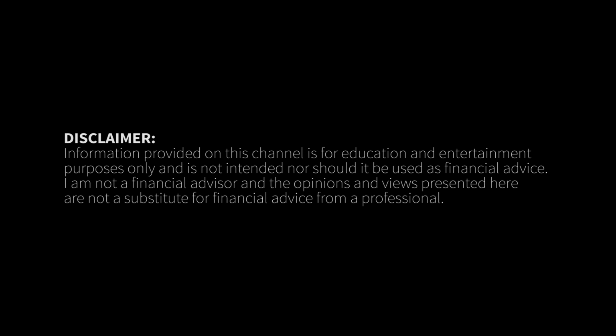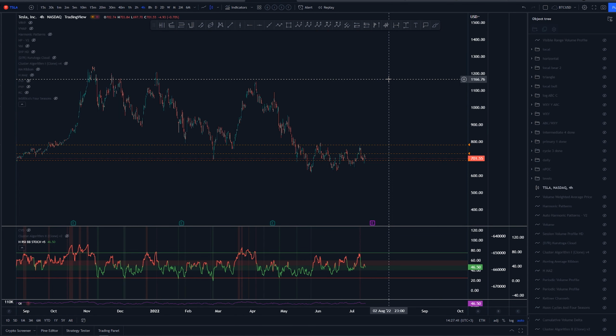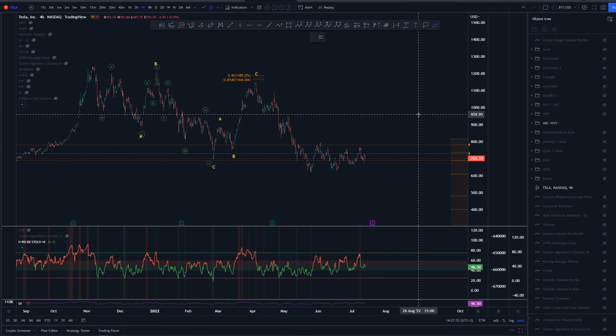I'll cover wave analysis with Elliott Wave theory and provide multiple scenarios a price may take and explain why I prefer one count over another. So starting here on the 4-hour time frame, we've gone through these multiple times, but I haven't gone through them in a few videos, so let's go through them again fast.